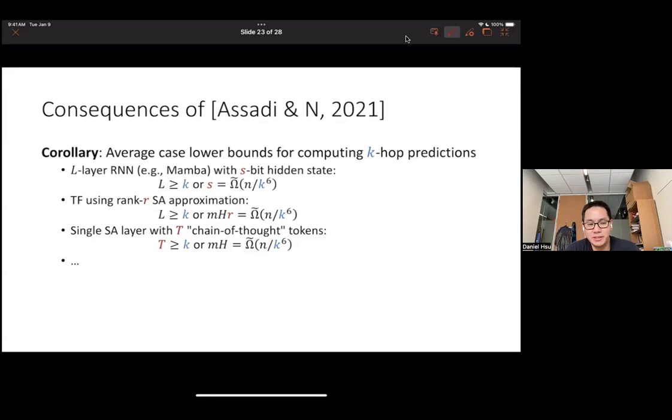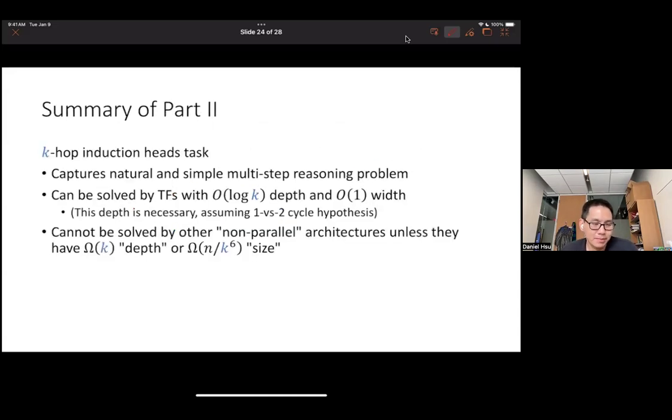We show a bunch of other lower bounds for various other architectures, but the basic idea is that all of these architectures are effectively giving you some kind of sequential communication protocol, and we know that even in that sequential communication model, solving this pointer chasing problem or the k-hop problem has to be hard. Okay, so that's really all I wanted to say about the k-hop induction heads task. If people are interested, I can tell you more details later.